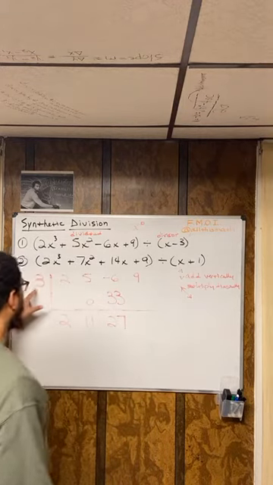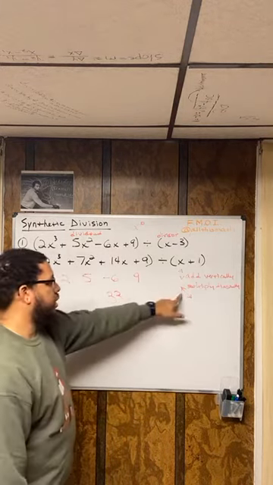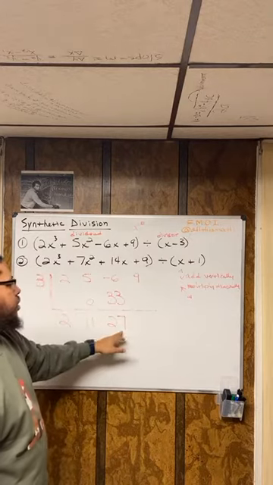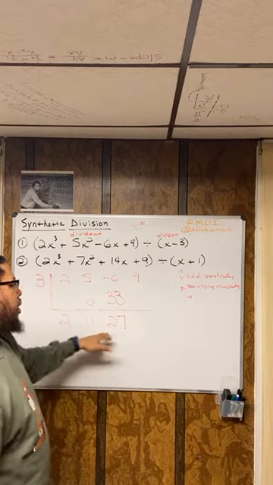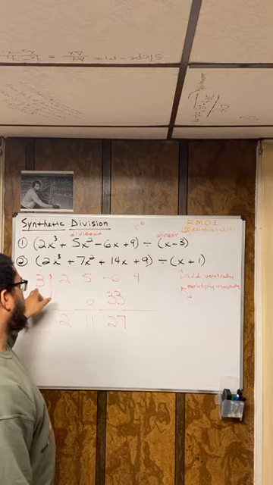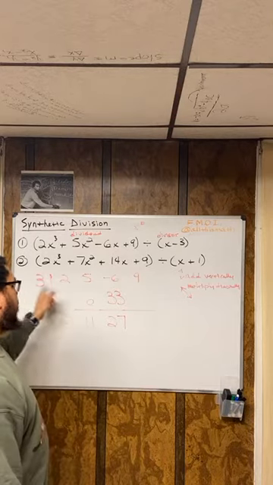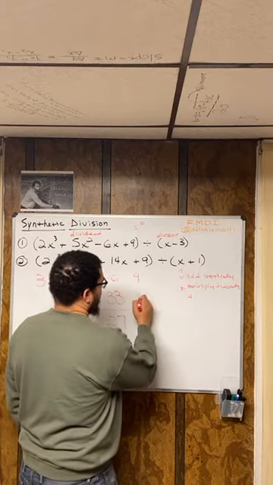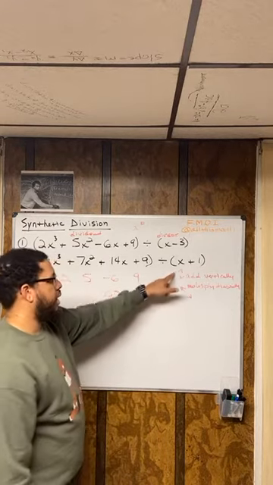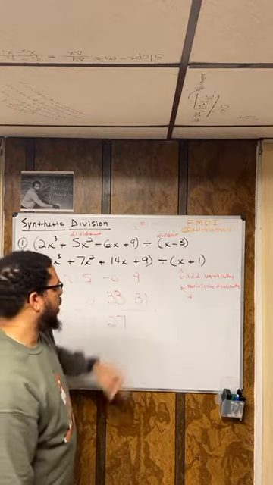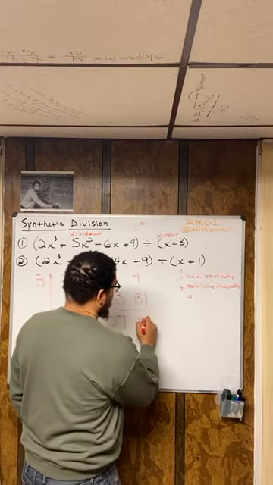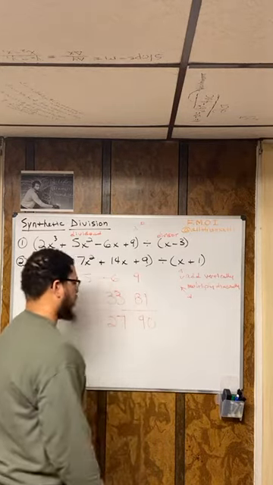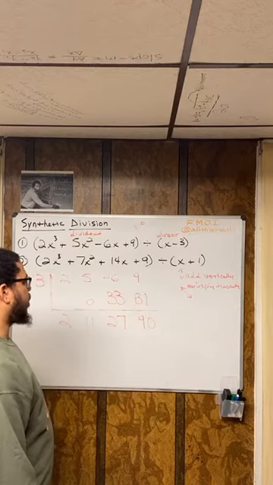Now we multiply diagonally. 3 times 27 is going to be, let's see, 3 times 20 is 60. 3 times 7 is 21. 60 plus 21 is 81. And then we're going to add vertically. 9 plus 81 is going to be 90.